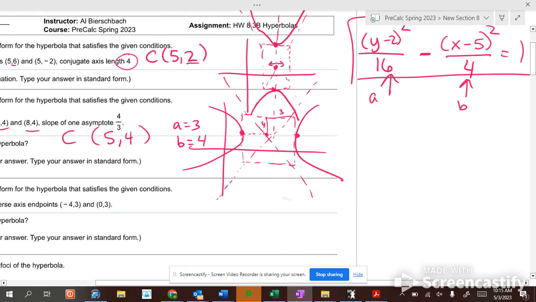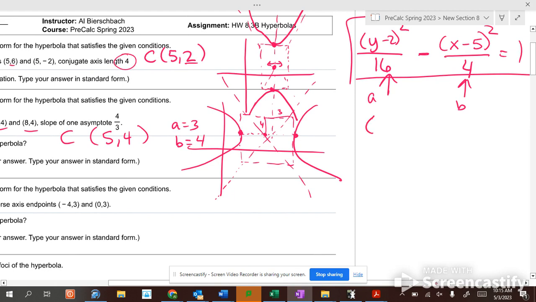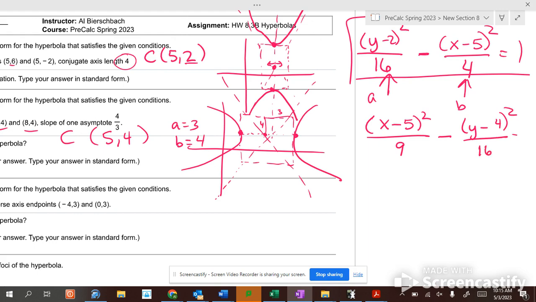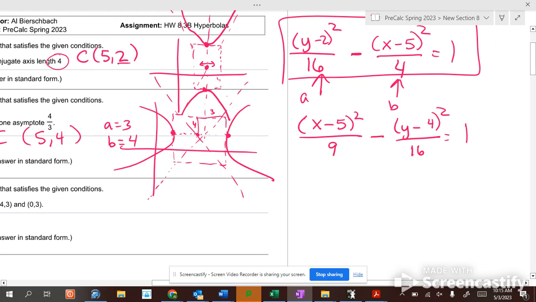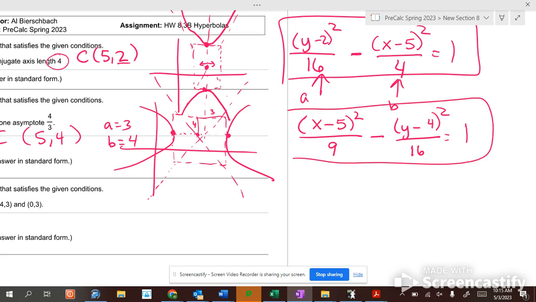So what's our equation? Well, this time it's (x - the x value) squared over a squared minus (y - the y value) squared over b squared equals 1. Okay? So we just have to take what we're given to make the equation.